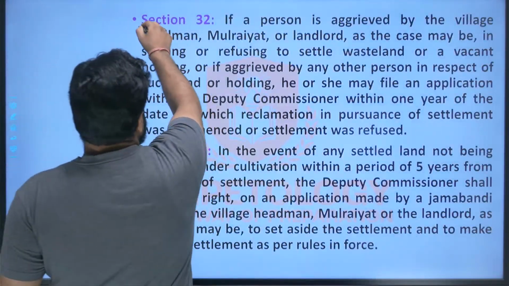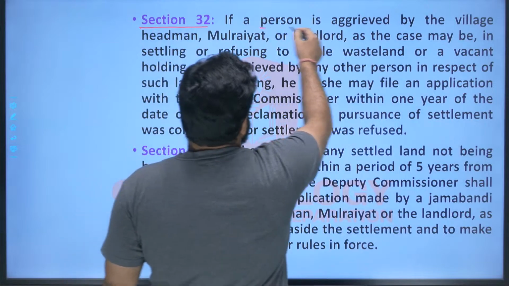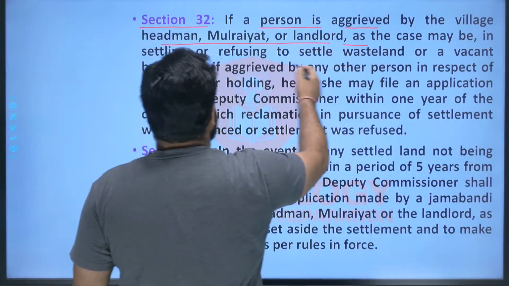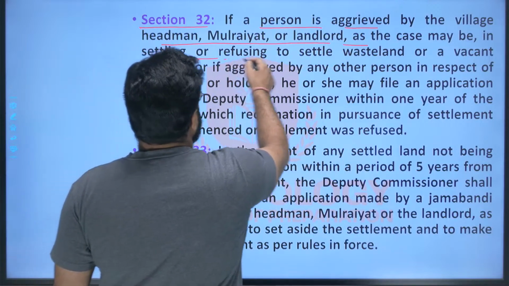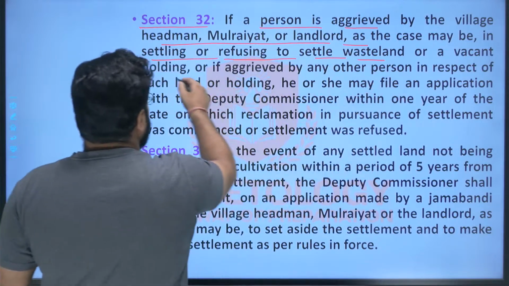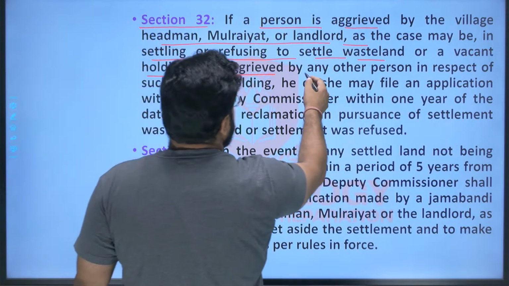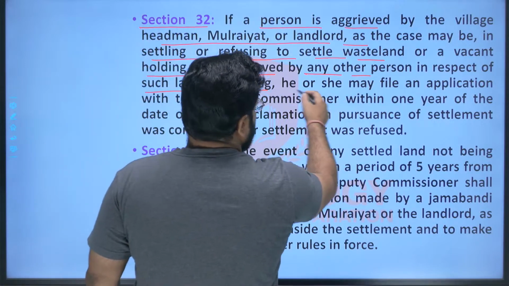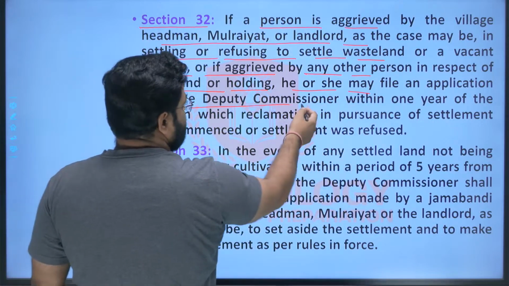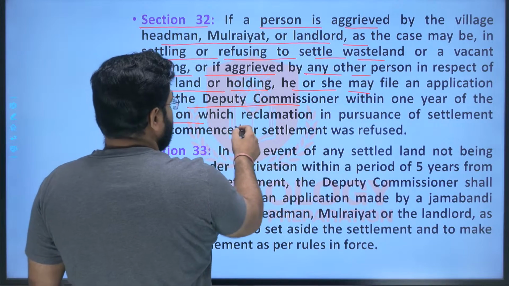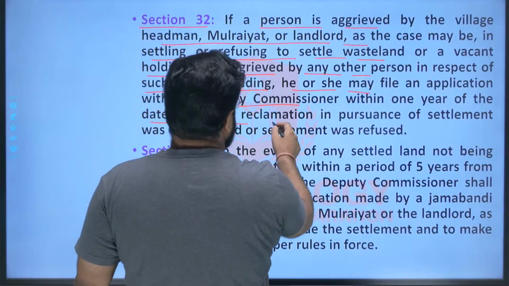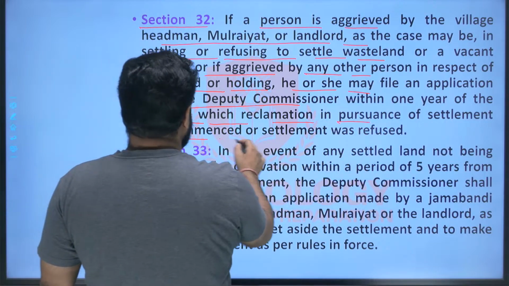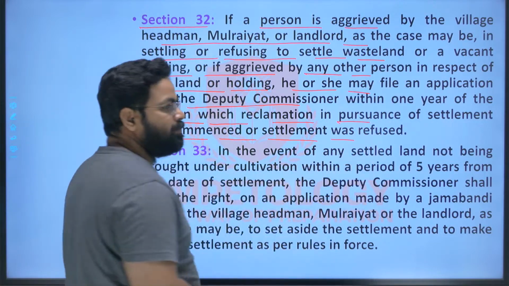Next is section 32. It says that if a person is aggrieved by the village headman, Mool Raiyat or the landlord, as the case may be, in settling or refusing to settle the wasteland or a vacant holding, or if aggrieved by any other person in respect of such land or holding, he or she may file an application to the DC within 1 year of the date on which the reclamation in pursuance of the settlement was commenced or settlement was refused.